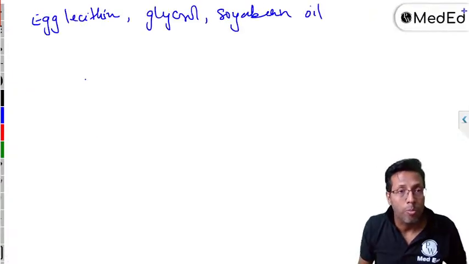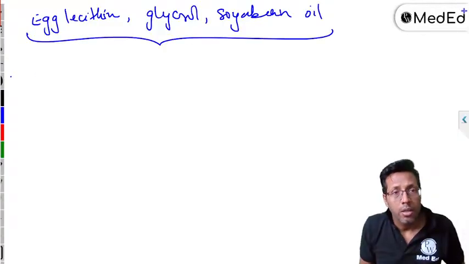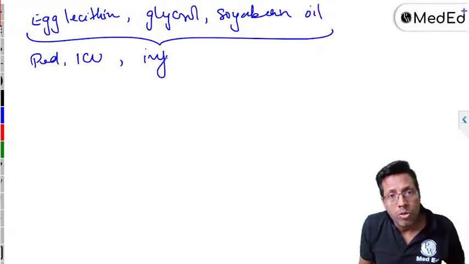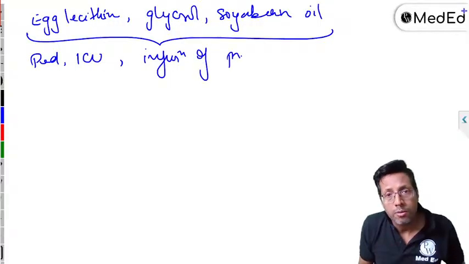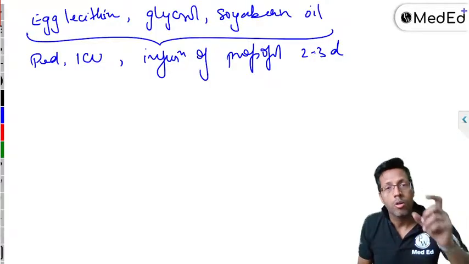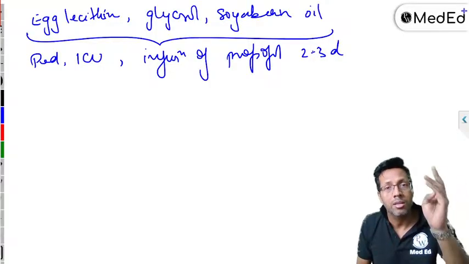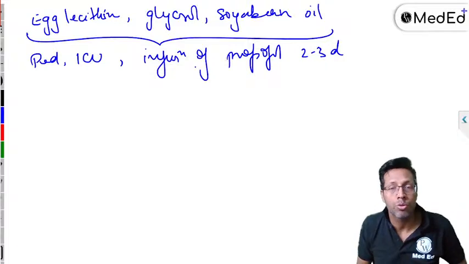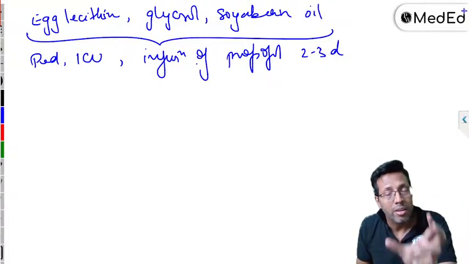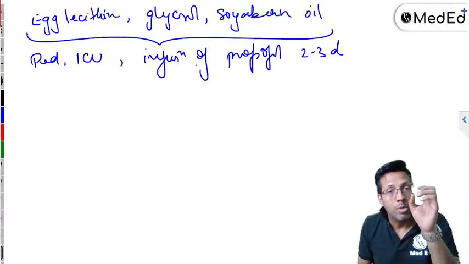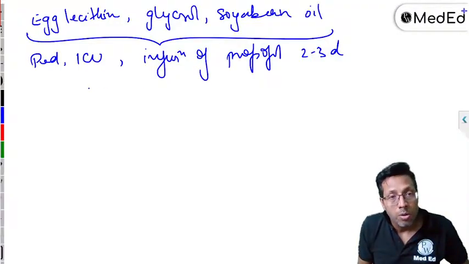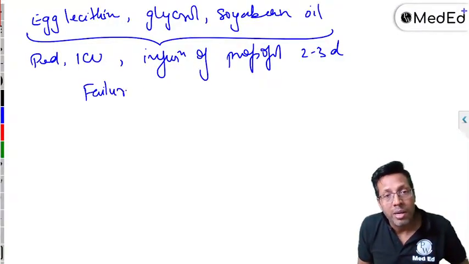So normally when you give propofol, especially to a pediatric patient who is admitted in the ICU and is on an infusion of propofol for 2 to 3 days, imagine a small child getting egg lecithin, glycerol, soybean continuously through an infusion. Now the baby's liver is not that well developed to handle so much oil, so much glycerol. So it leads to failure of free fatty acid metabolism.